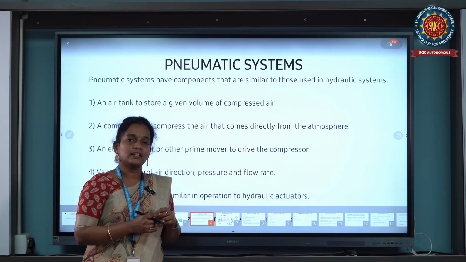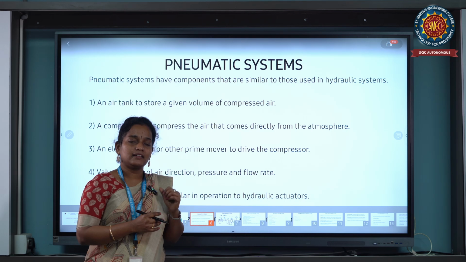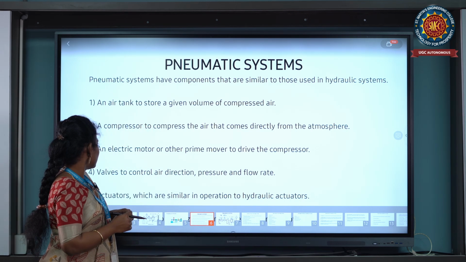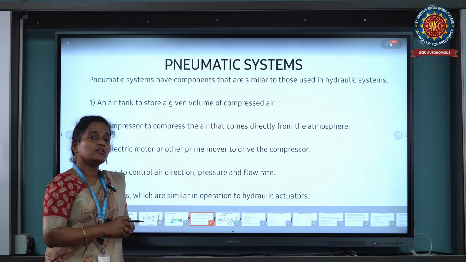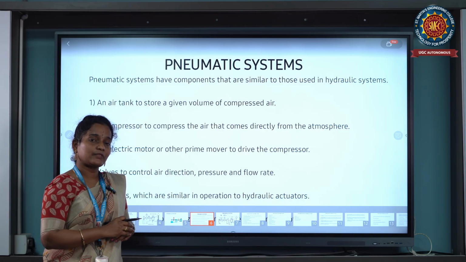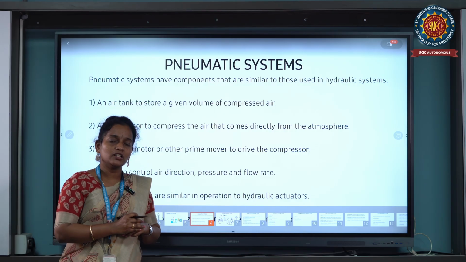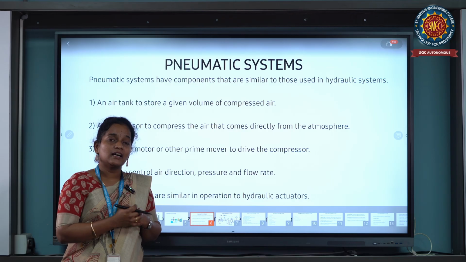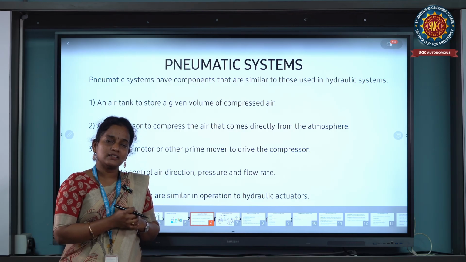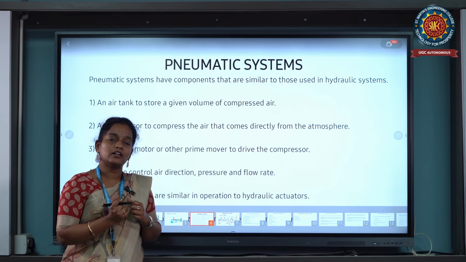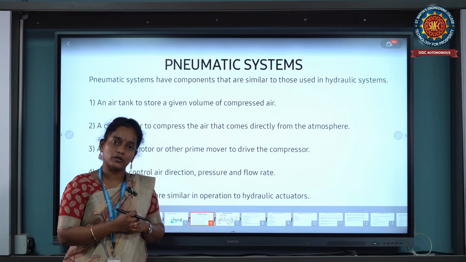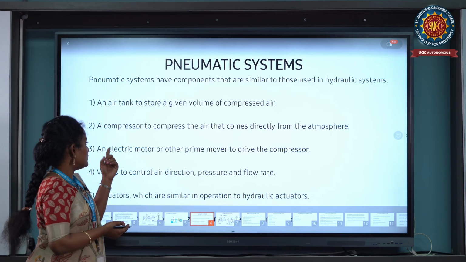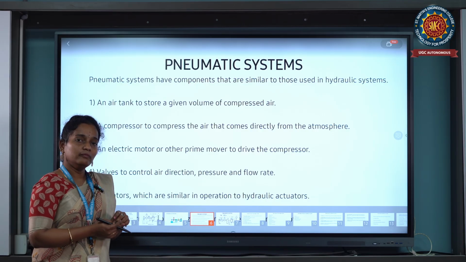So the air is collected from the atmosphere and that is directly sent to the filter. The filter is used to filter the air. What is the use of filtration? To remove the dust particles, water bubbles and uncondensed steam. These are all cleared by the filter component only. After filtration, we enter the second component, the compressor.